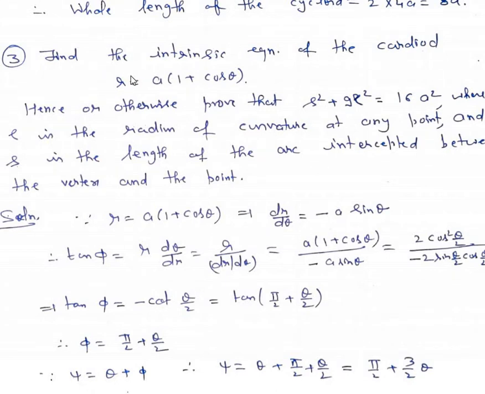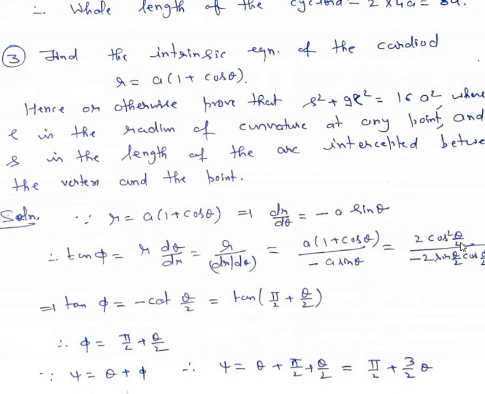Next example, when the curve is given in polar form. Find the intrinsic equation of the cardioid r is equal to a into 1 plus cos theta. Let's do this part, then we will do the second part. Now r is equal to a into 1 plus cos theta, so therefore dr upon d theta is minus a sin theta. Tan phi is given by r d theta upon dr, that is r divided by dr upon d theta. Put the values, r is a into 1 plus cos theta, dr upon d theta is minus a sin theta.